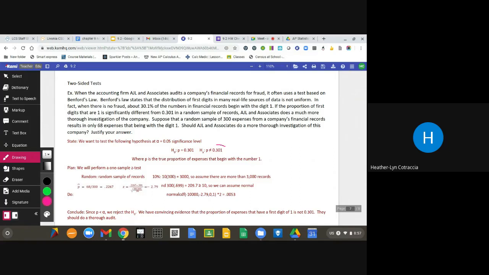If you look at my hypothesis, the first one says that P is the true proportion of expenses that begin with the number 1. It's either equal to 0.301 or it's not equal to 0.301. It didn't say anything up here like if the proportion of expenses that begin with the number 1 is less than 30%, we do the audit, or if it's greater than 30.1%, we do the audit. It's if it's not 30.1%, then we do the audit. So that's why that is a not equals to. So this one right here is what we would call a two-tailed test.